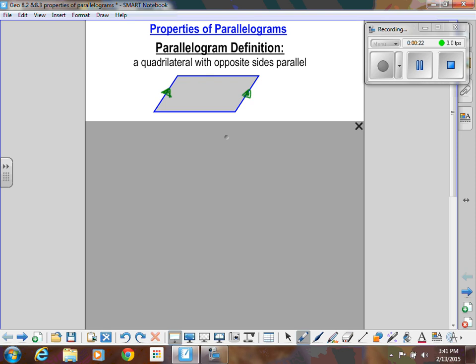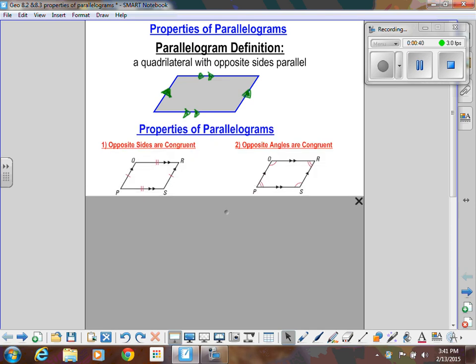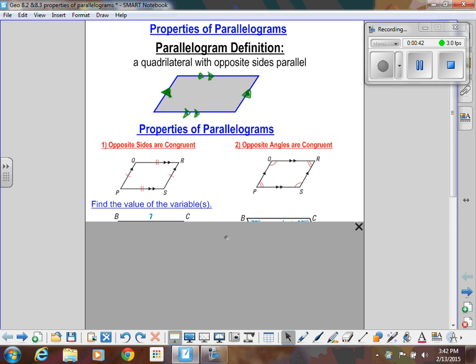So these opposite sides that I just marked are parallel, and then this other pair of opposite sides I can mark parallel with double arrows. Remember, arrows mean that those sides are parallel. So now let's get into what else do we know about parallelograms. Well, here are two properties of parallelograms that we know.